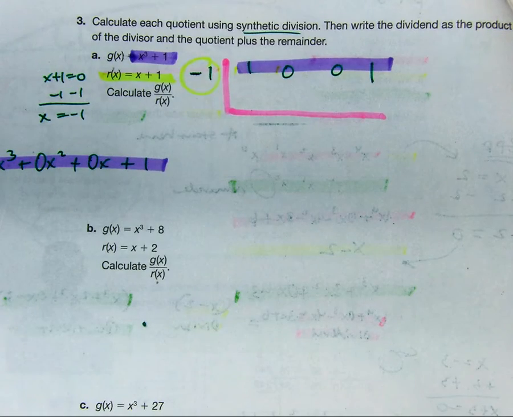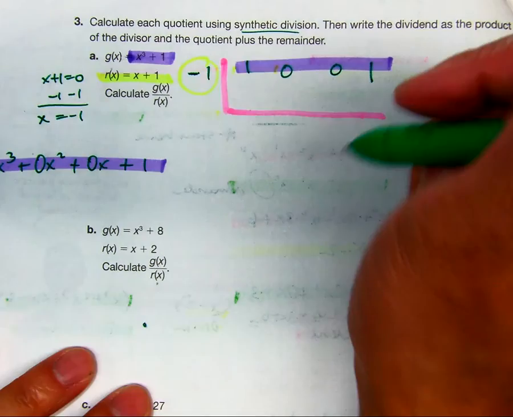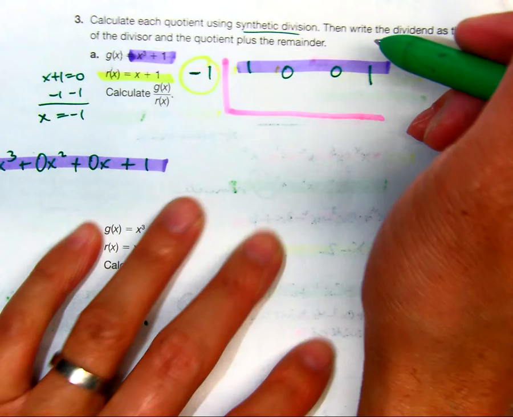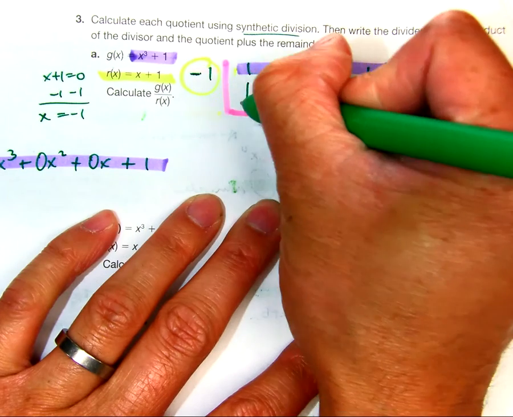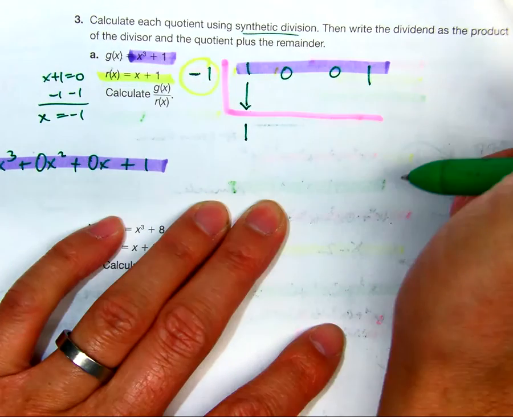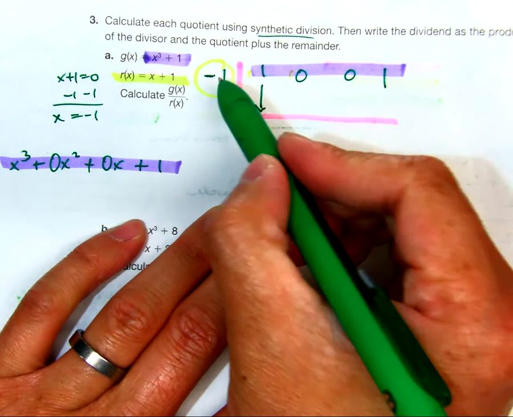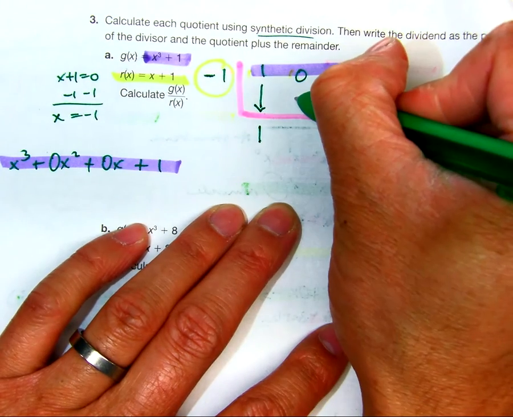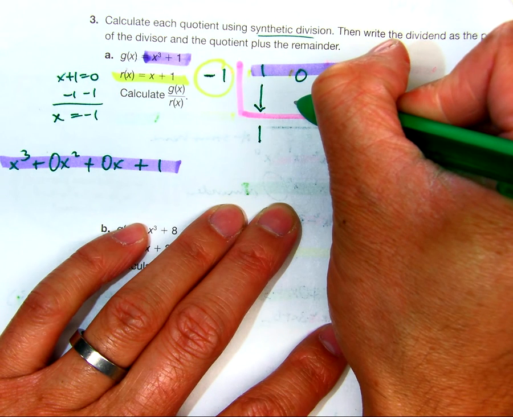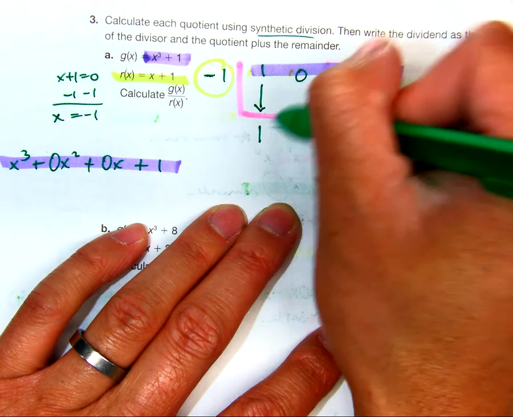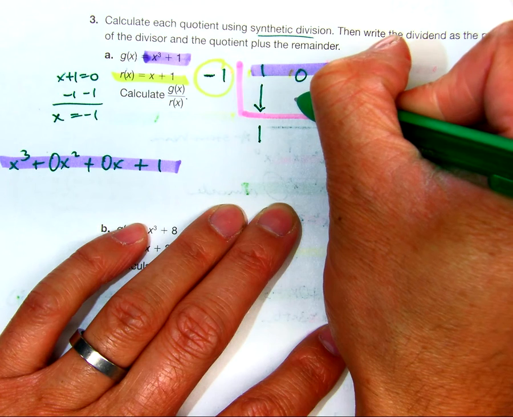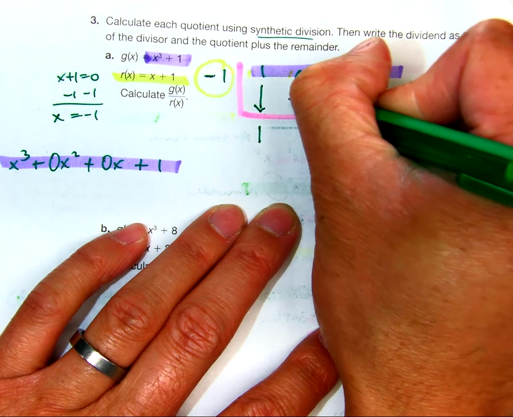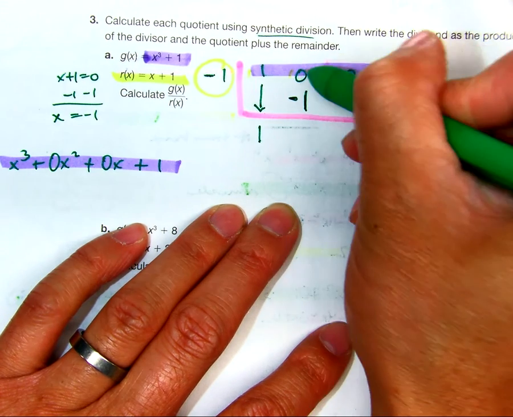Class, remind me, how do you do synthetic division? What should I do first? Bring it down. Now what? Then we multiply. Luis, -1 times 1. Negative times a positive? -1. Class, 0 plus -1.